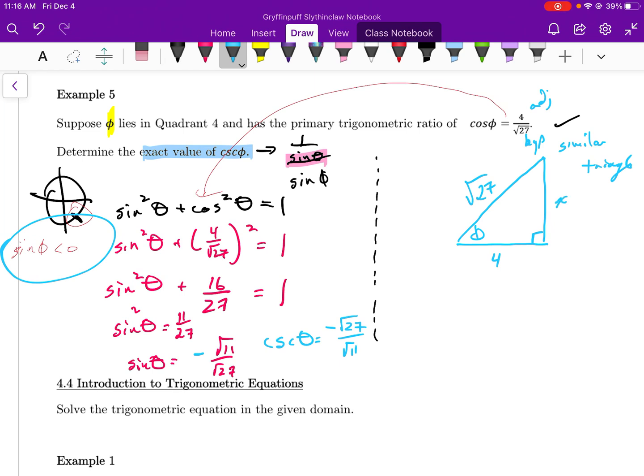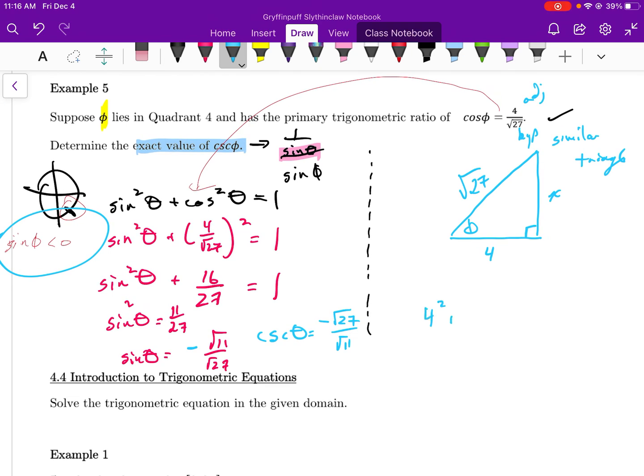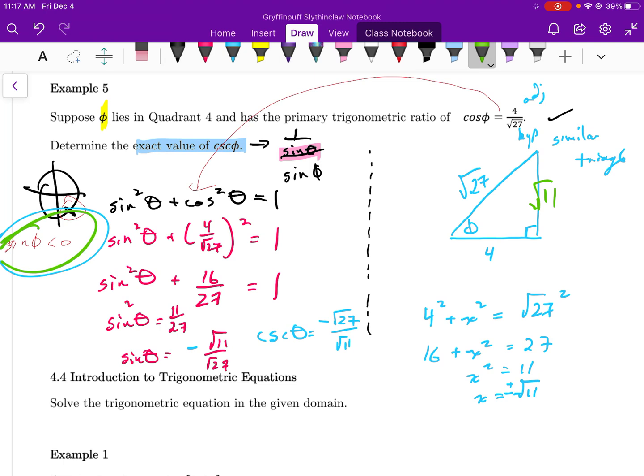I could algebraically solve for x. And what I get is a squared plus b squared is equal to c squared. So now 4 squared plus this x squared is going to be equal to the root of 27 squared. Very quickly, what I can figure out is x is going to be plus or minus the square root of 11. So, maybe I'll just keep it that way. So now I can say that this is the square root of 11. But we have to recognize that sine is going to be negative in quadrant 4.